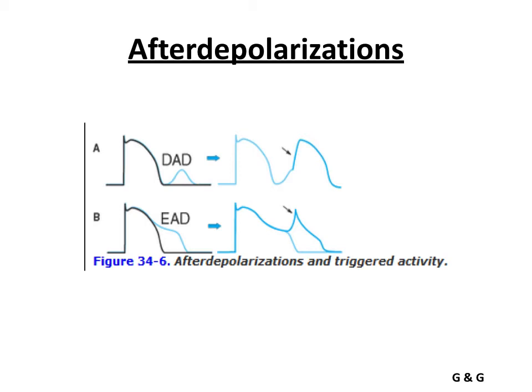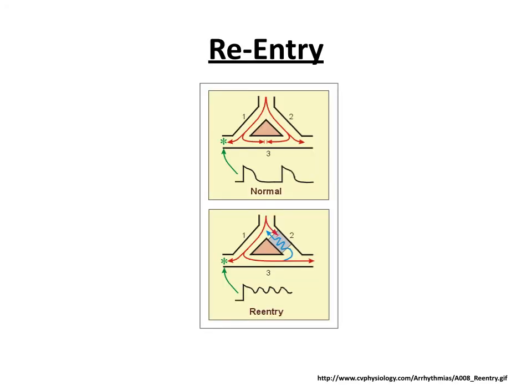And so what can happen then, with a delayed afterdepolarization, is you can get inappropriate action potential type activity that will occur. The heart's not going to be beating in a coordinated fashion. Almost a similar thing with an early afterdepolarization. You can stimulate another attempt at an action potential in these cells, and that also screws up the signaling throughout the heart. Okay, this slide shows reentry.